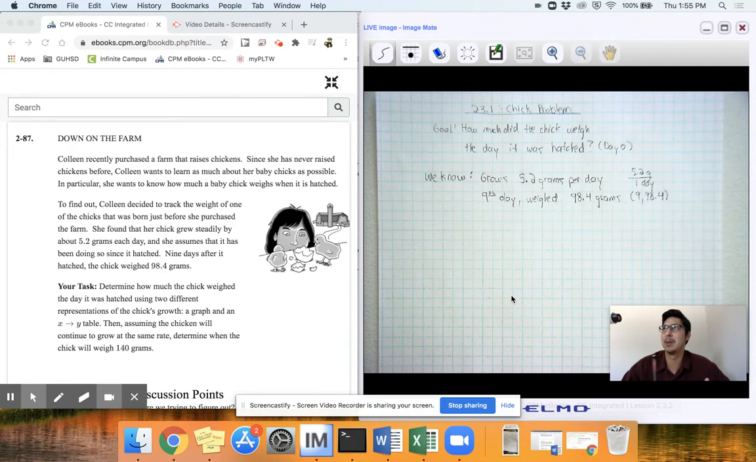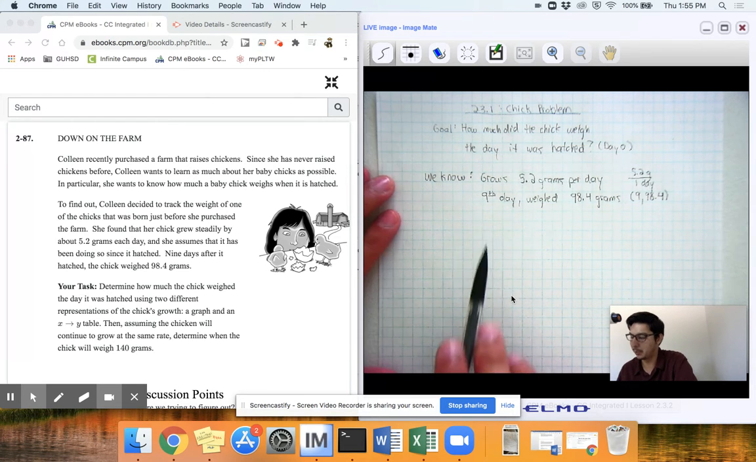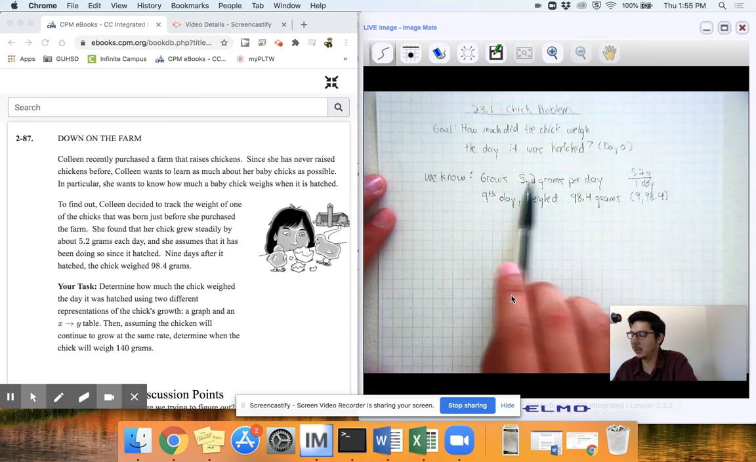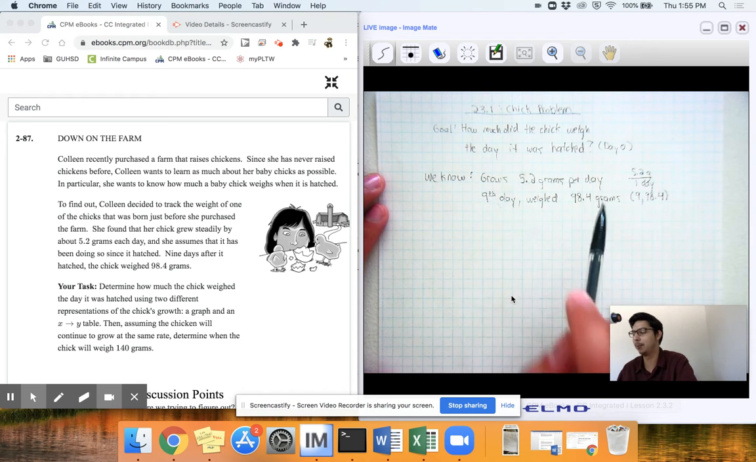That's the thing with math: it sometimes gives us the tools to make more efficient methods, but they're not always needed. All right. So this was the problem from yesterday, the chick problem. How much did the chick weigh the day it was hatched, on day 0? We knew it grew 5.2 grams a day, and on the 9th day, it weighed 98.4 grams.